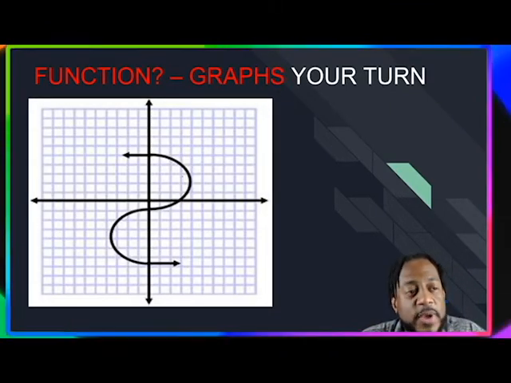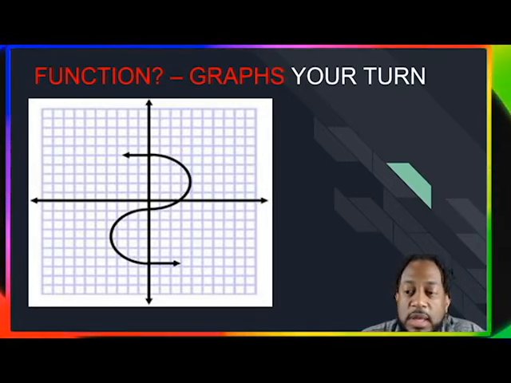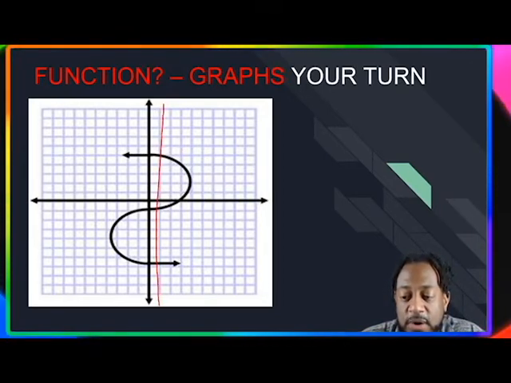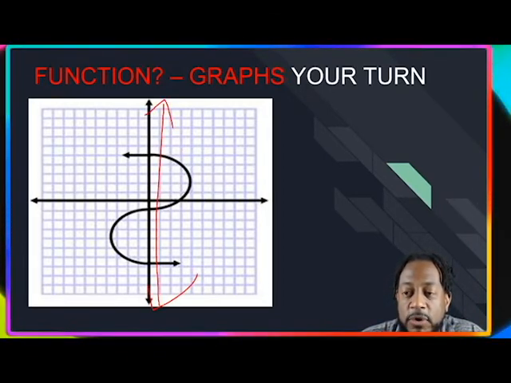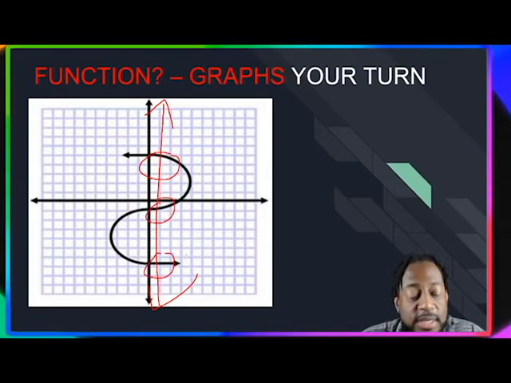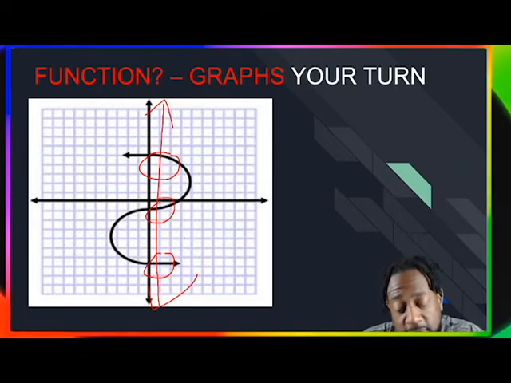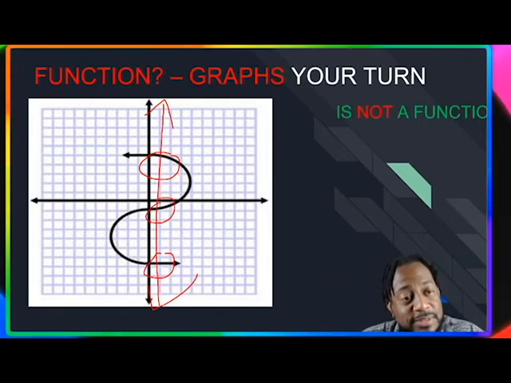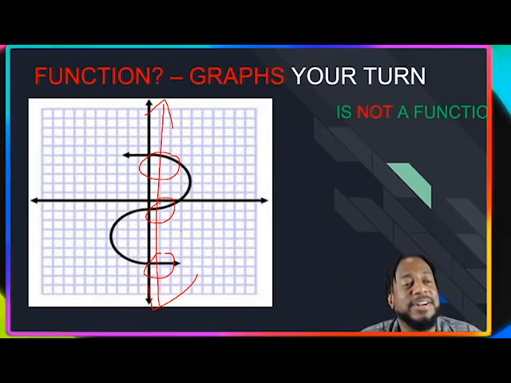Let's go to the next one. You can already see it on this one. If I take a vertical line test, it already has a line through it. Vertical line test. 1, 2, 3. Is it a function or is it not a function? Not a function.